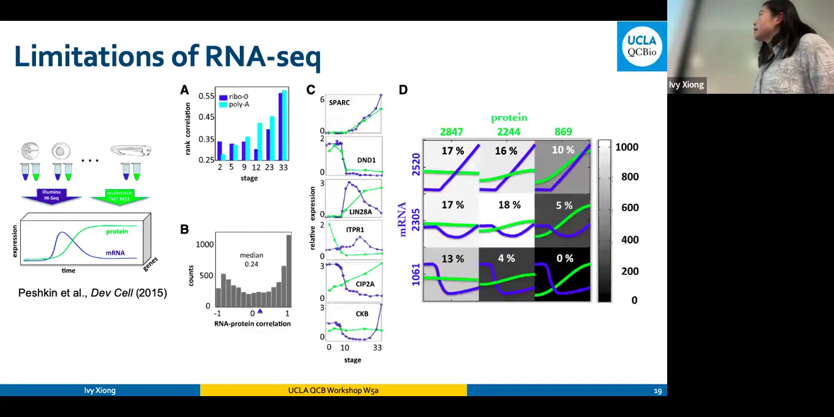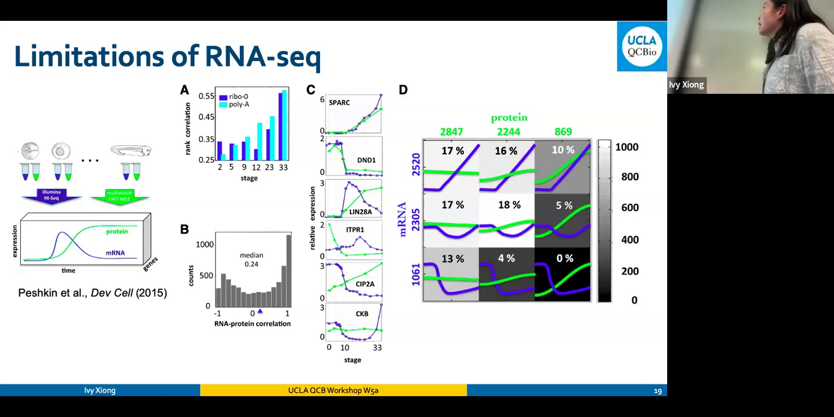What they found is that the correlation is basically very little. If you just compare the same mRNA species and its specific protein, the median correlation is 0.24, and we know that's a really poor correlation to deal with. You can zoom into specific species, where here we have mRNA in blue and protein in green, and you can see that it's very protein specific.